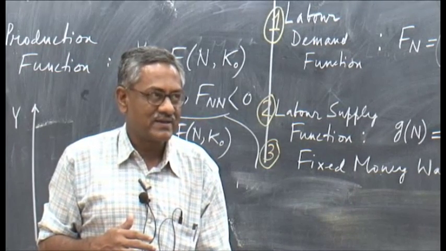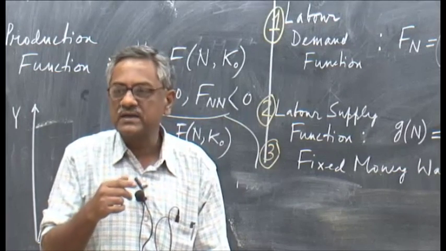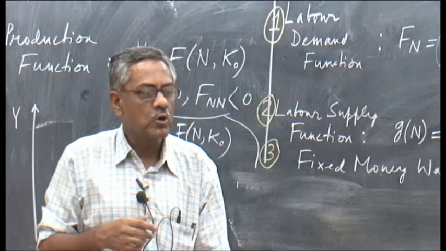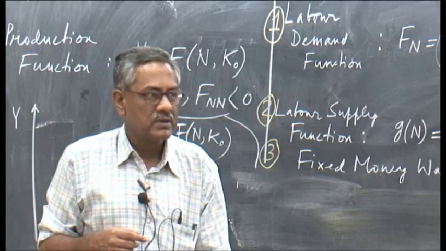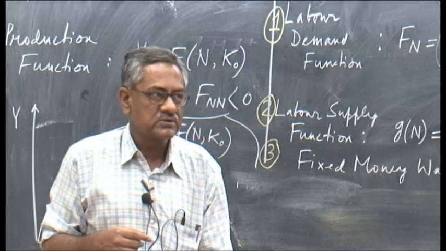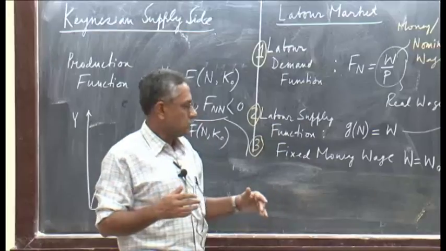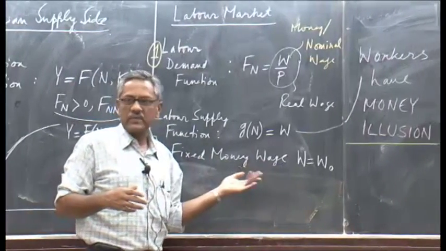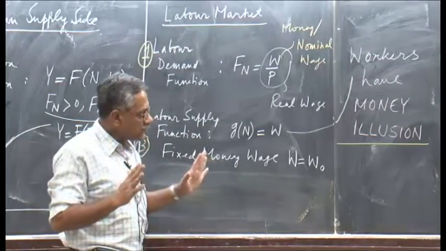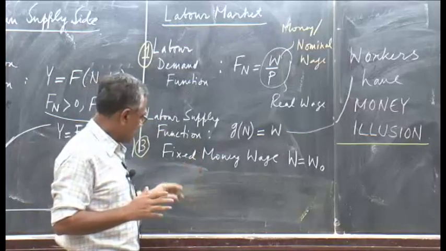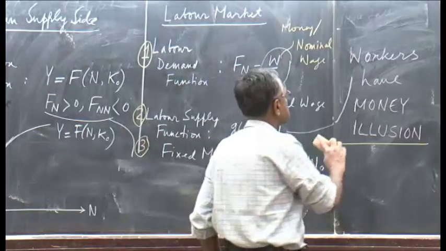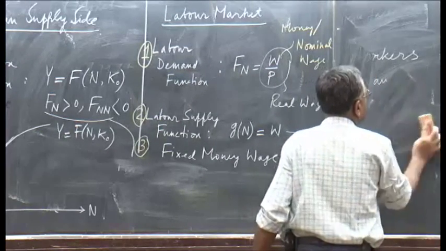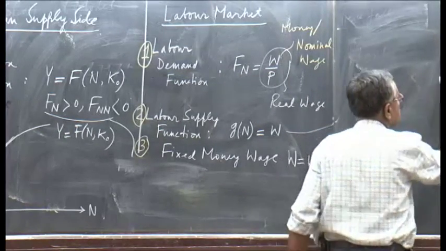Workers don't accept that. If I tell my cook or my gardener that tomorrow or next month I will pay a lesser amount of salary, he will not agree. I don't think so. So there is a problem. Anyway, the rigid wage assumption makes life simpler. So with these assumptions, let's now go into the labor supply function, the Keynesian aggregate supply function.